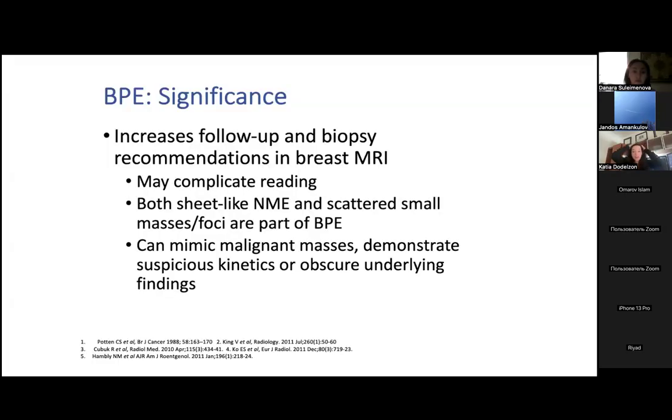And again, why does it matter? Because one reason is that it really complicates our read. It can increase unnecessary follow-up and biopsy recommendations, because areas of focal enhancement, masses, and foci, which is actually now out of the lexicon, and areas of linear non-mass enhancement can all present as background parenchymal enhancement. So you can mimic cancer, and it can obscure underlying cancer.